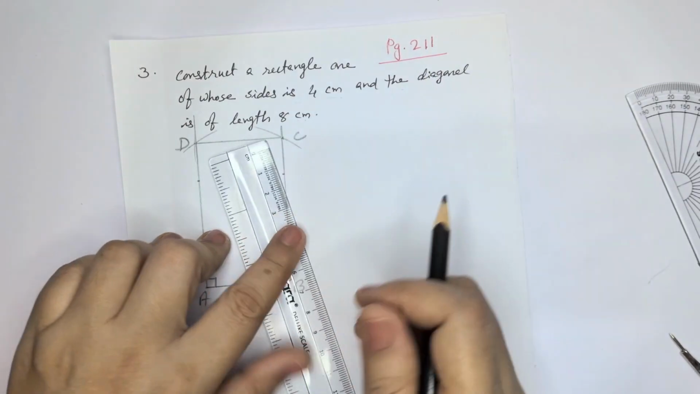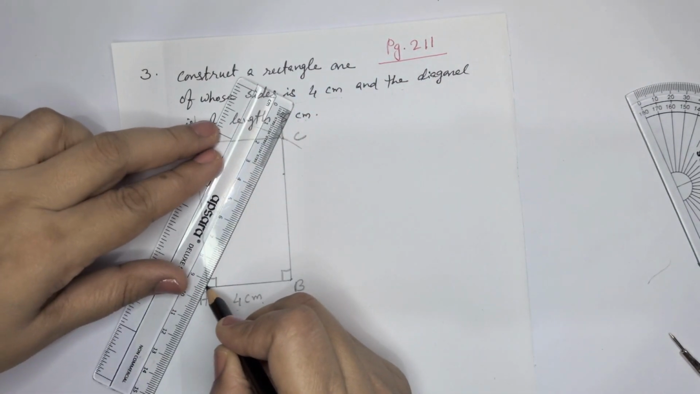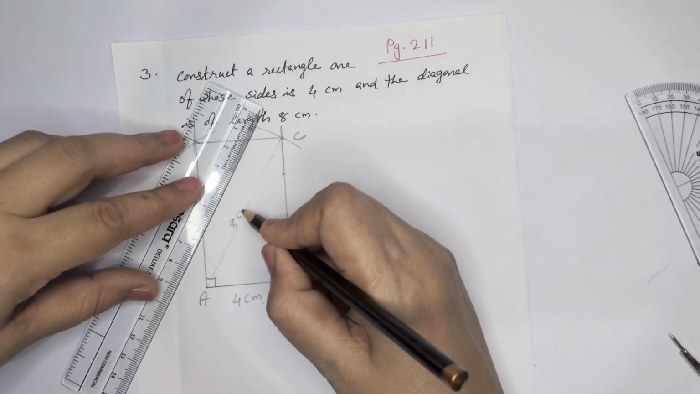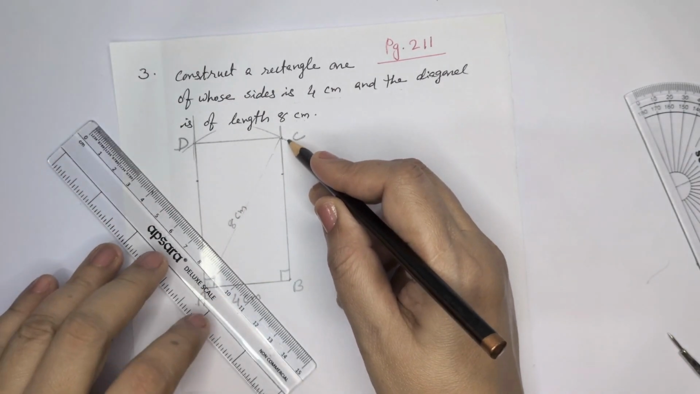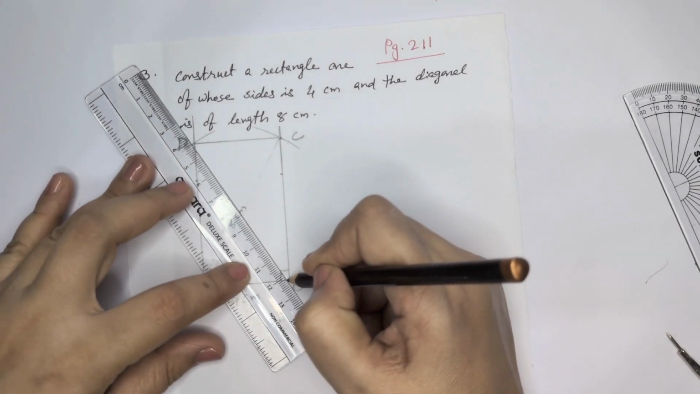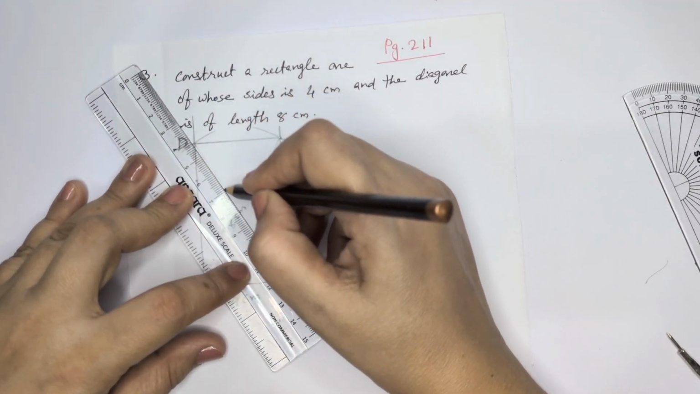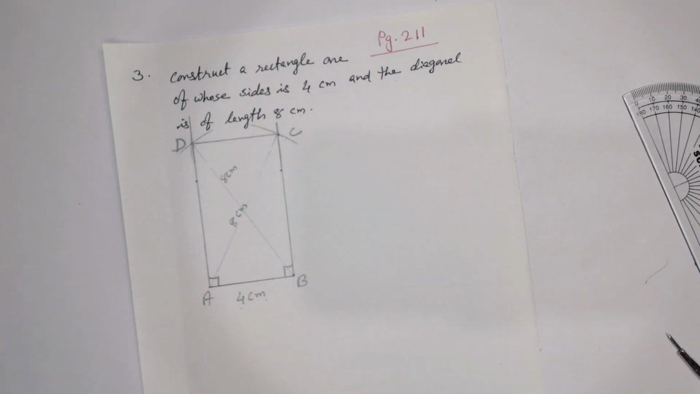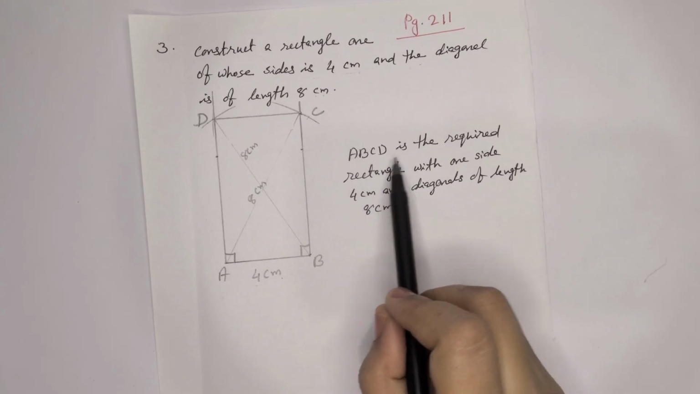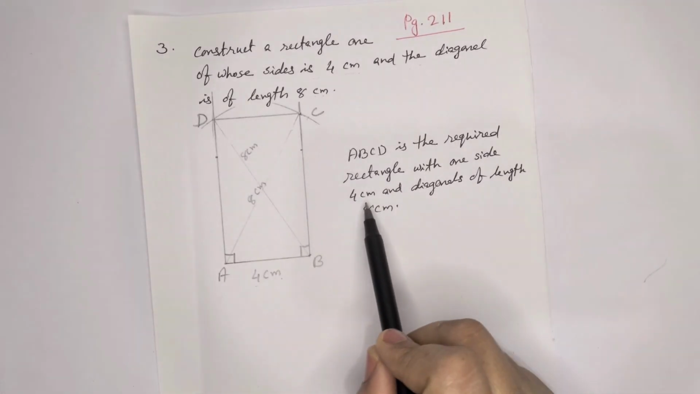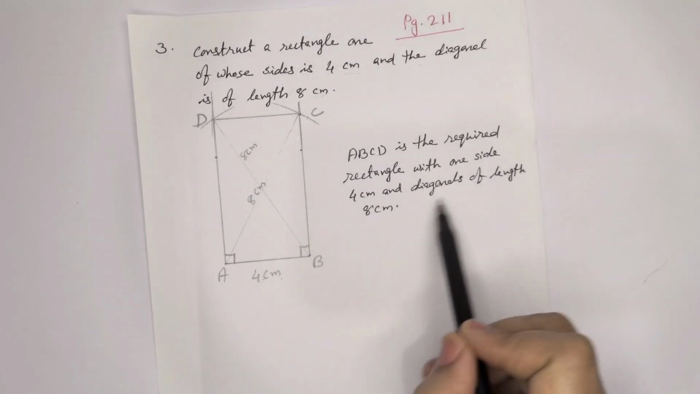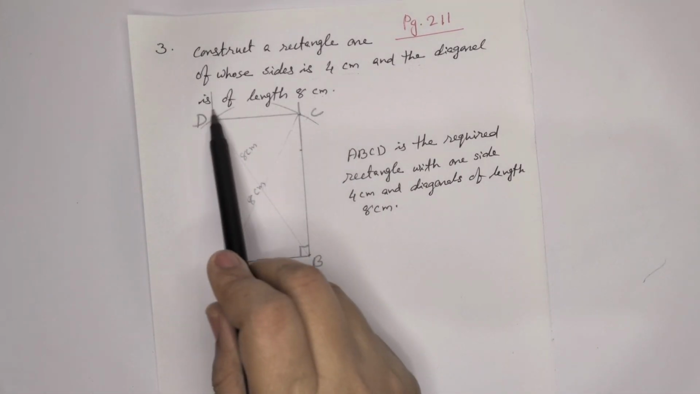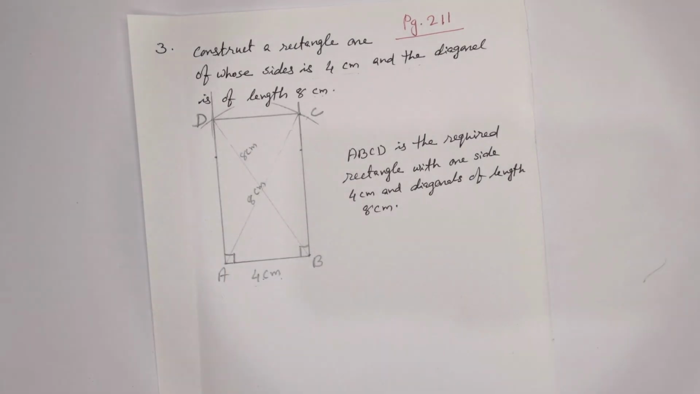ABCD is the required rectangle. Now we can see this diagonal is 8 centimeter. From A, 8 centimeter we got this arc. From B, 8 centimeter we got this arc. It's also 8 centimeter. So we can write in a sentence: ABCD is the required rectangle with one side 4 centimeter and diagonals of 8 centimeter. We can erase the unnecessary lines or arcs from there.